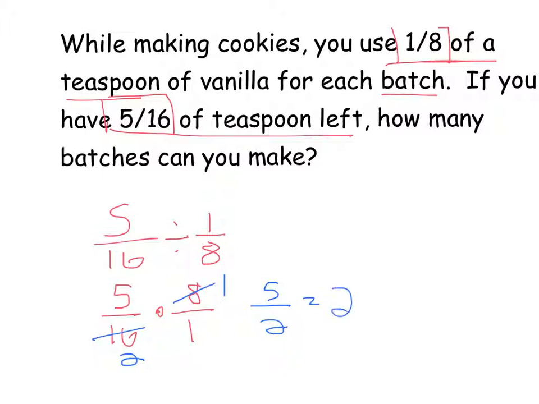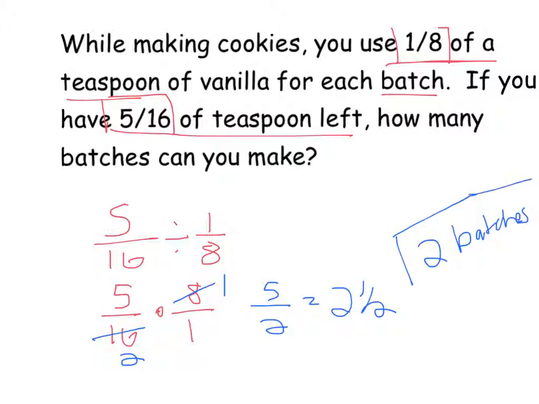5/2, or 2.5. Now what that means, if you're asking how many batches, we can only make 2 batches with some left over. You could say 2.5, and you could make a half, but I'm going to say 2 full batches with some left over.